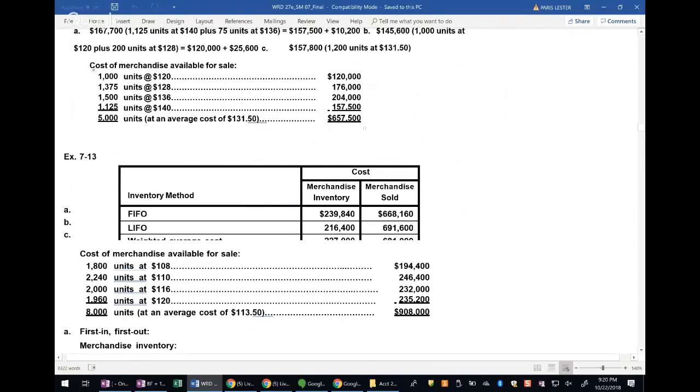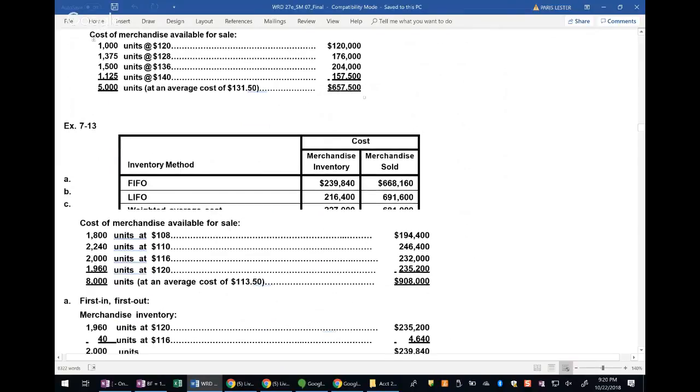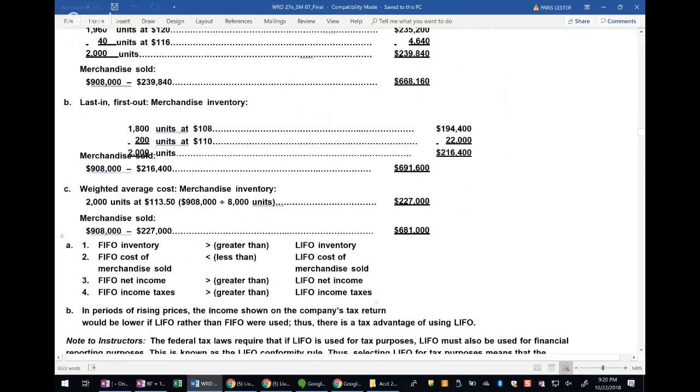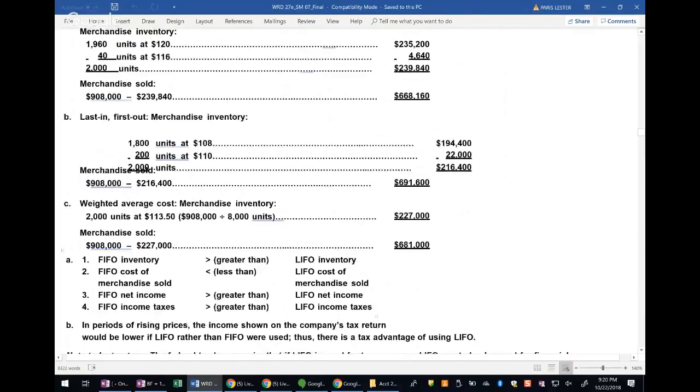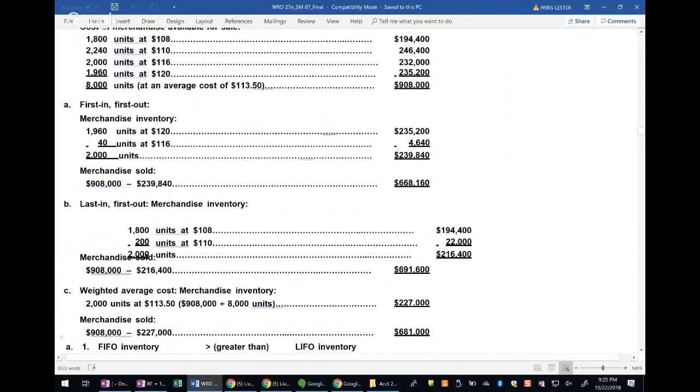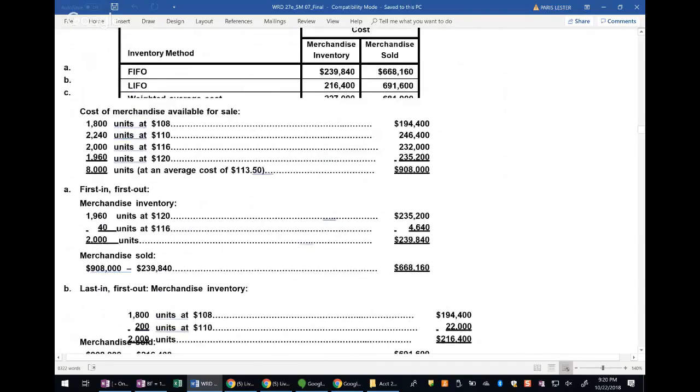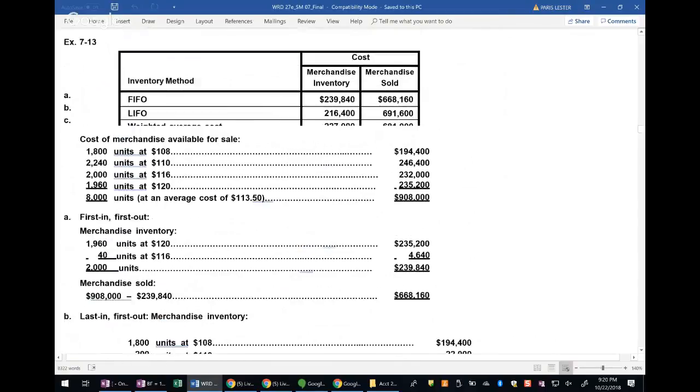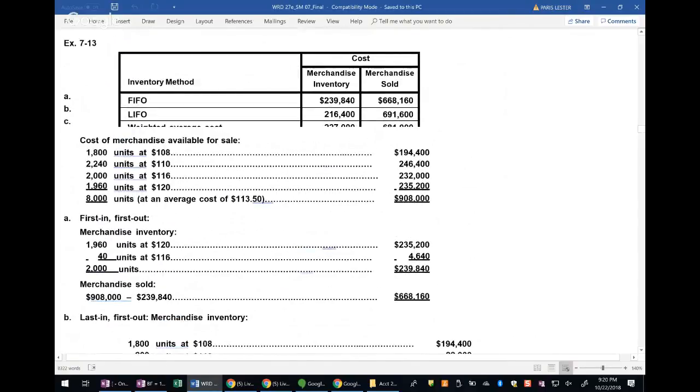They're asking for cost of merchandise sold. And it looks like some of these 13 and 14 have overlapped. But you could work number 14 just like we did there to get your cost of merchandise sold. Okay? We'll practice that also later.